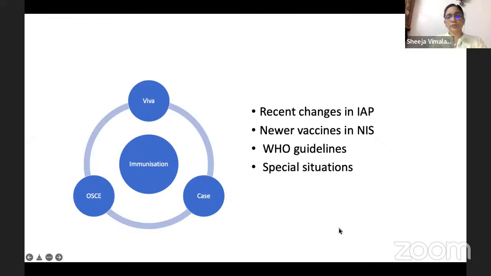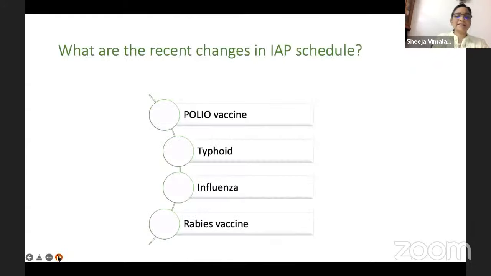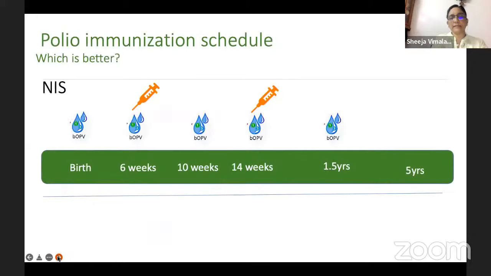As students, we need to know that immunization questions are asked not only during Viva and OSCE, even when you have your case discussions, naturally it gets deviated that way also. So with that, let us see, first of all, what are the recent changes in the IAP schedule. Mainly IAP has come with 4 vaccines with some changes: polio, typhoid, influenza, and rabies vaccine.